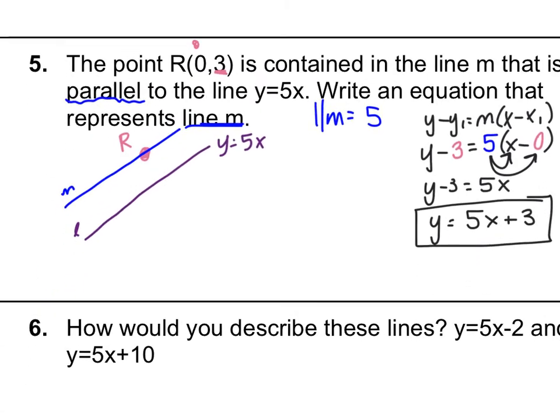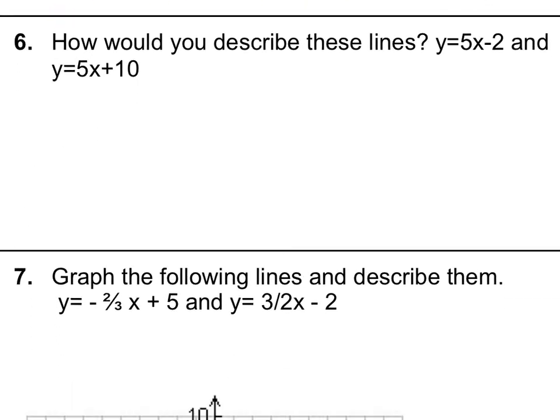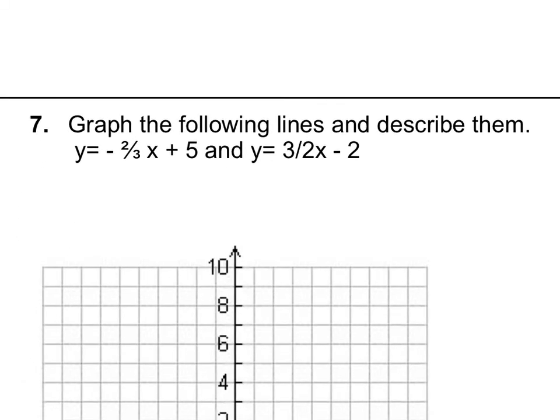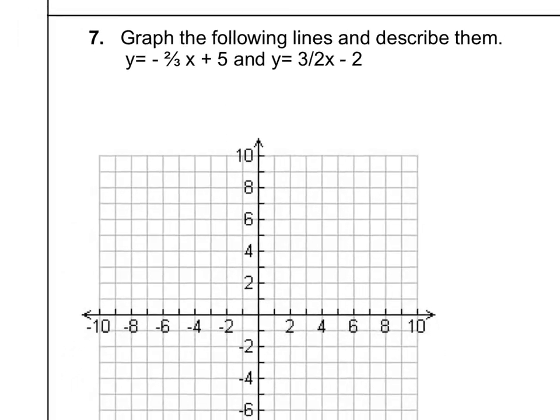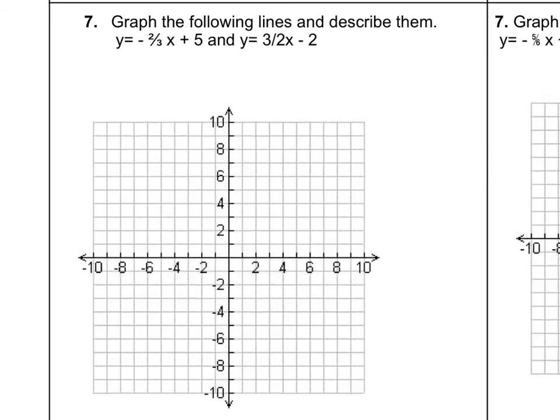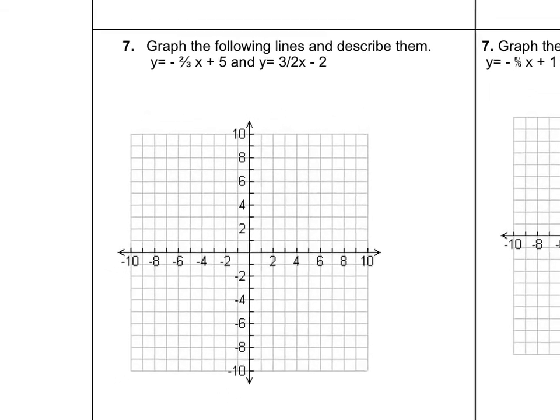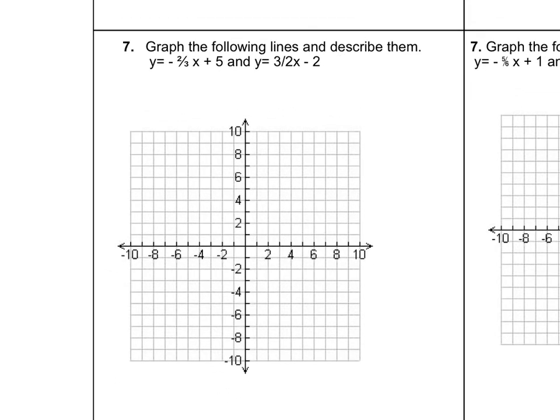Alrighty, moving on to number 7. Graph the following lines and describe them. Okay, so these lines are in slope-intercept form. All right, since they're in slope-intercept form, we know that the number in front of our x is our slope, and then our b is our y-intercept.